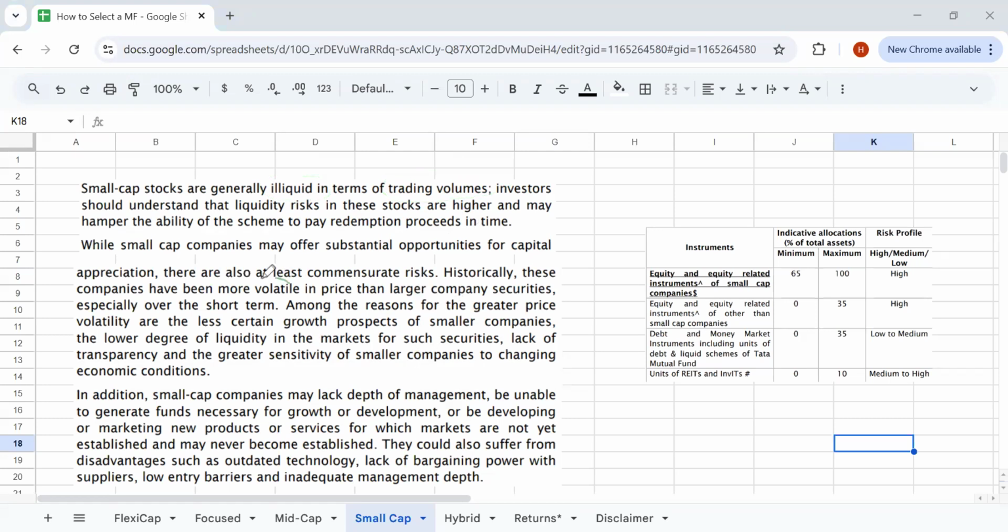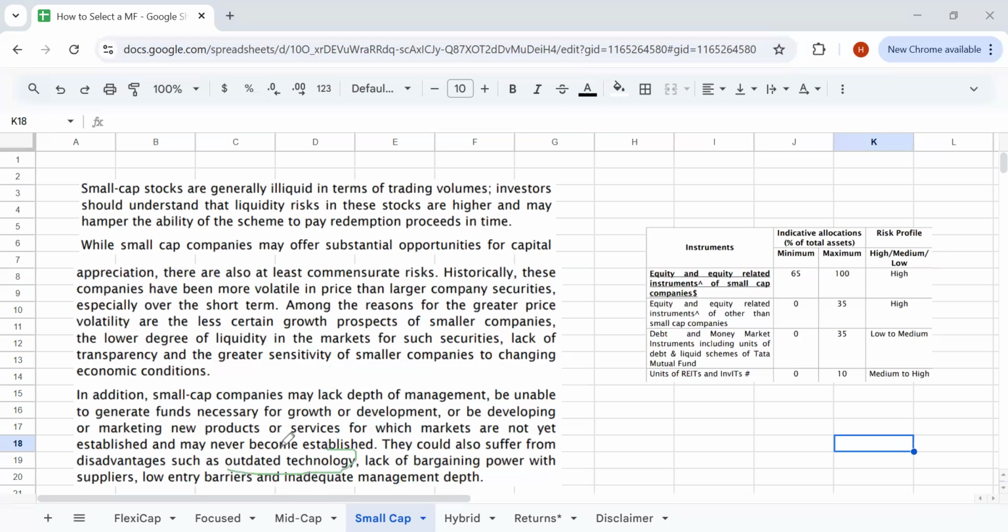So that means the prices on a single day can be 5%, 6% up or down as well. And these companies are usually very sensitive to changing economic conditions. And then he has shared that there is a probability of these companies failing as well. And he has shared some reasons, right?